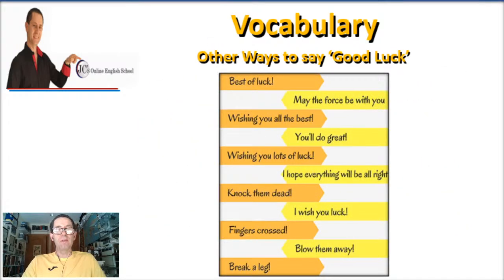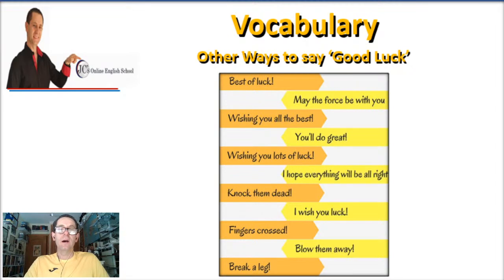Okay, vocabulary, the last screen related to vocabulary before we get into our topic for today. Other ways to say good luck. Yes, there are many ways to say good luck. For instance, you could say "best of luck." "May the force be with you," Jedi, like in Star Wars. Okay. "Wishing you all the best."